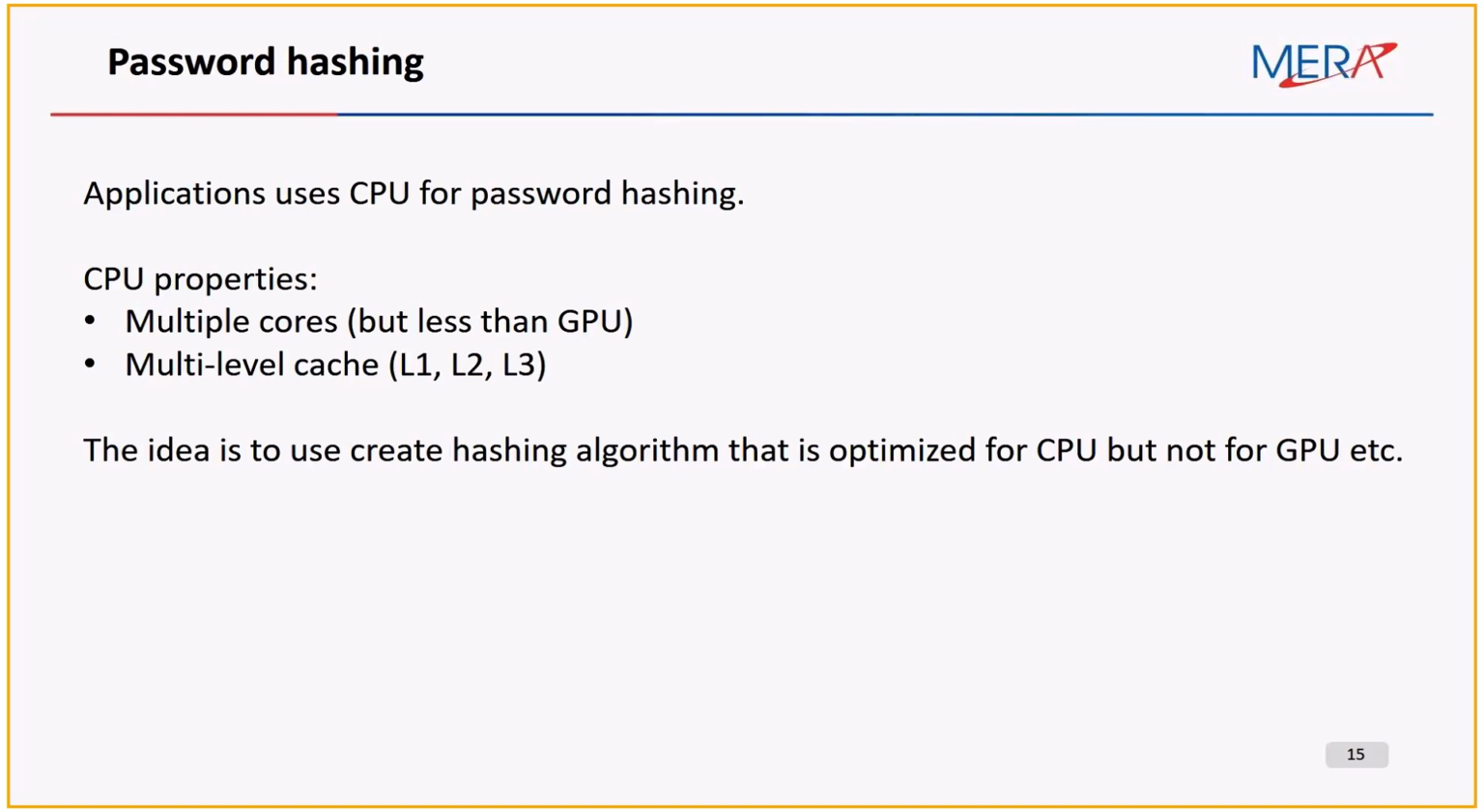So our applications usually use CPU for password hashing. The main property of CPUs is multi-cores, but usually fewer than GPUs. Also, it has multi-level cache: level 1, level 2, level 3. The main idea here is to create a hashing algorithm that is optimized for CPU, but not for GPU and other hardware that could be used to crack your hash, crack your password.